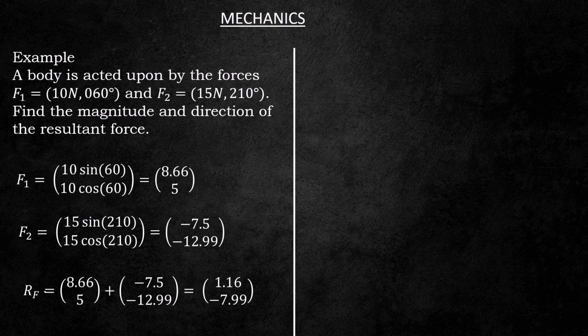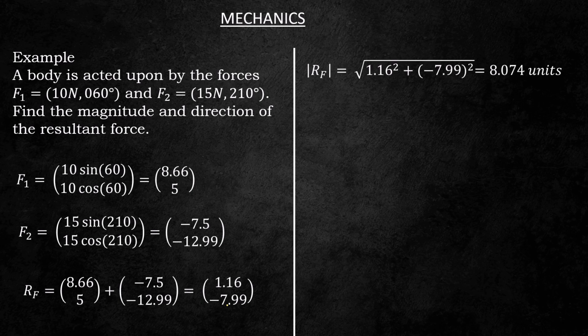So the resultant force is equal to F1 plus F2. Resultant means just add the available forces. So 8.66 plus negative 7.5 will give me 1.16. Then 5 plus negative 12.99 will give me negative 7.99.